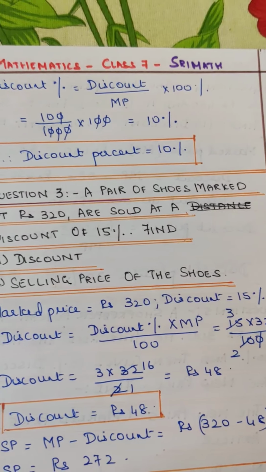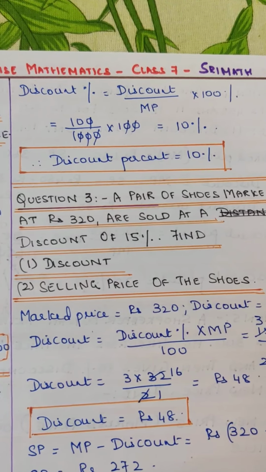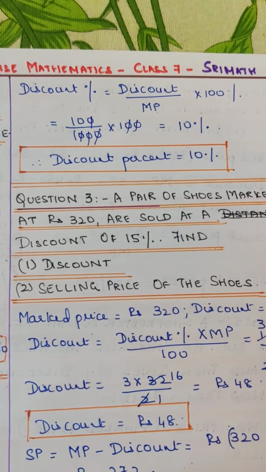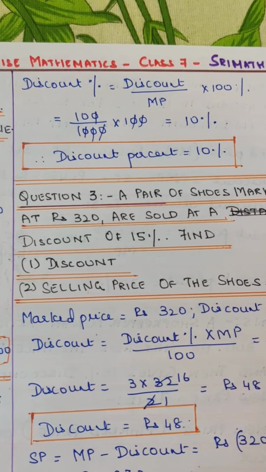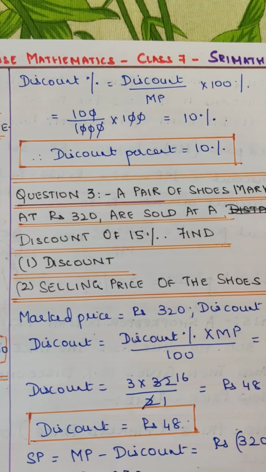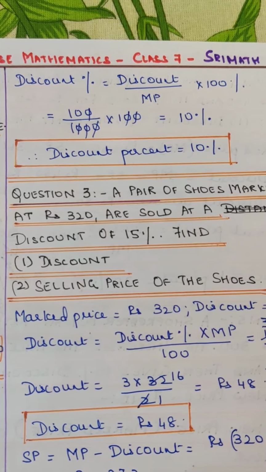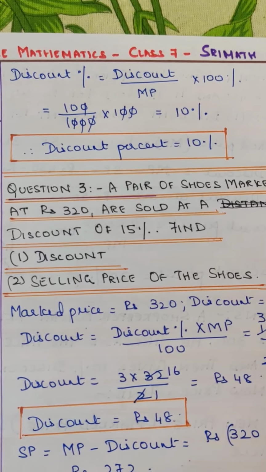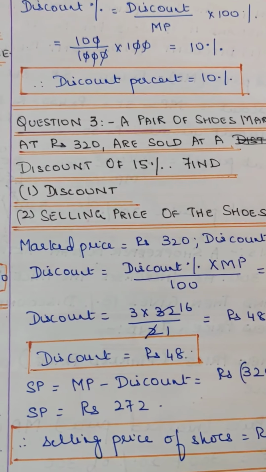So, the formula for discount is nothing but mark price minus selling price. Therefore, the discount percentage is equal to discount by marked price into 100%. That is equal to 100 by 1,000 into 100. That is equal to 10%. Therefore, the discount percent is equal to 10%. Let's move on to question number 3.